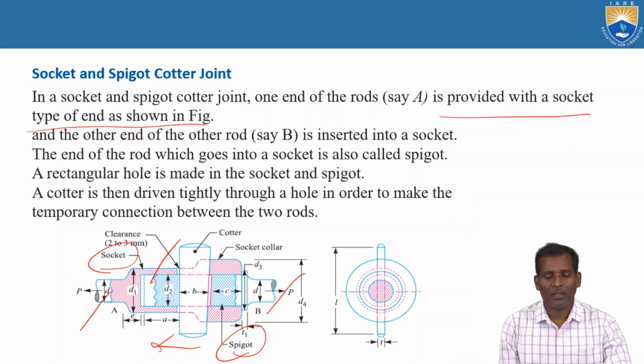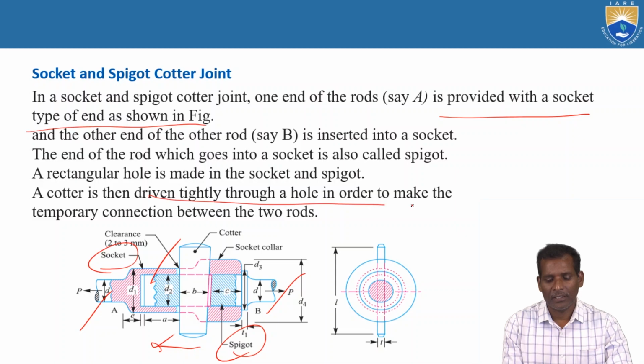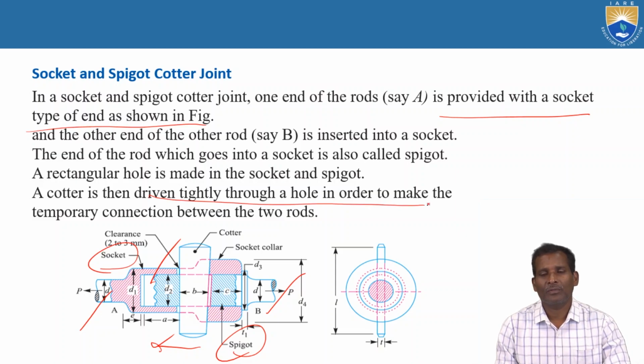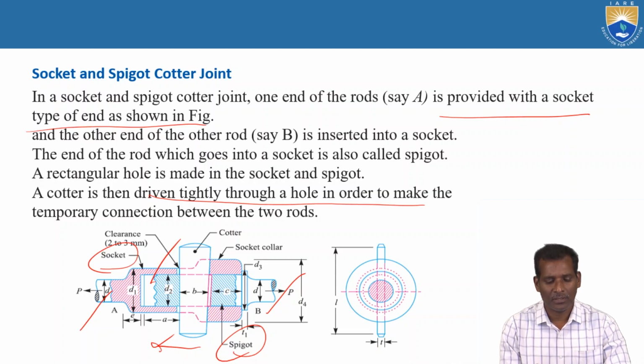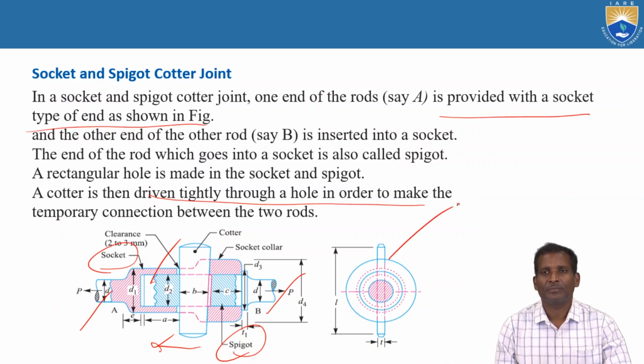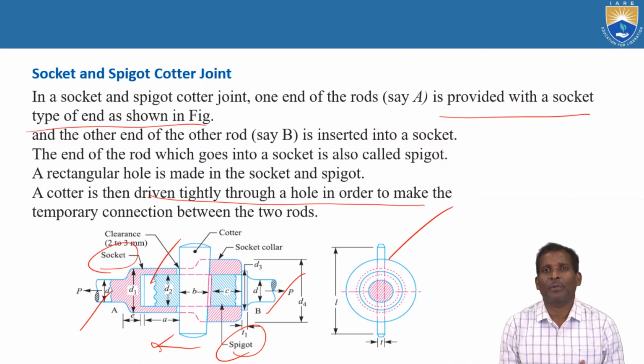So a cotter is driven tightly through a hole. In order to make the temporary connection between these two rods, this is a temporary connection only. Suppose you want to separate this joint, you can remove this cotter. Like this you can separate them.